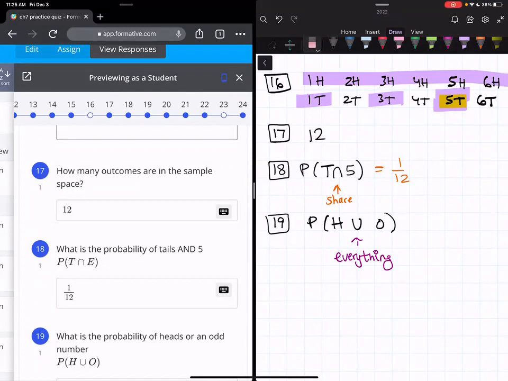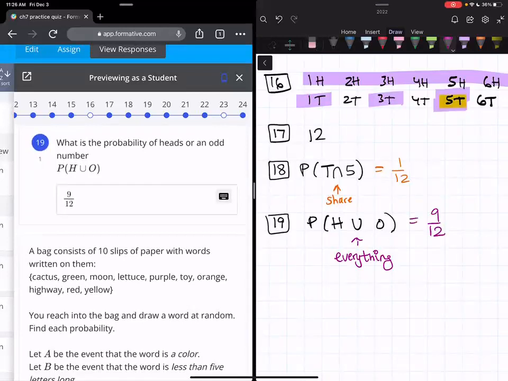So those 6 plus the other 3 add up to 9 out of 12. 3/4. If you want to reduce that to 3/4, you may. If you want to write that as 75%, you may, but neither of those are required. Questions here?